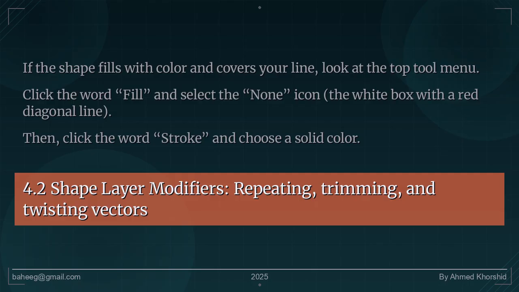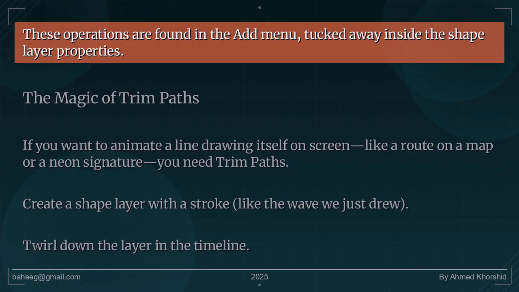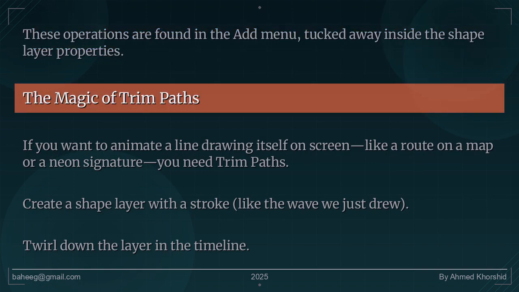4.2 Shape Layer Modifiers, Repeating, Trimming, and Twisting Vectors. One of the distinct advantages of After Effects shape layers over Illustrator vectors is that they are procedural. This means we can apply mathematical operations to them to generate complex geometry without drawing it manually. These operations are found in the Add menu, tucked away inside the Shape Layer properties. The magic of trim paths.